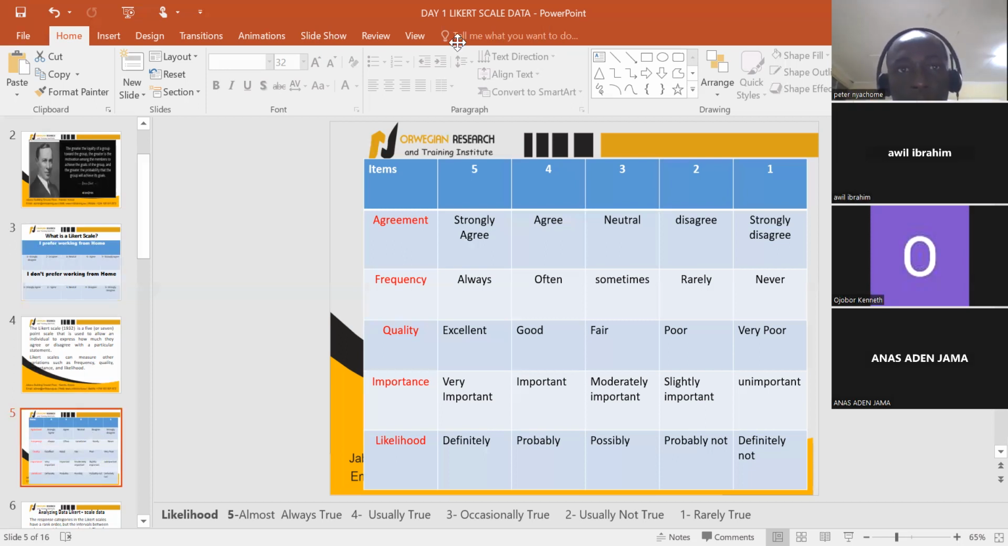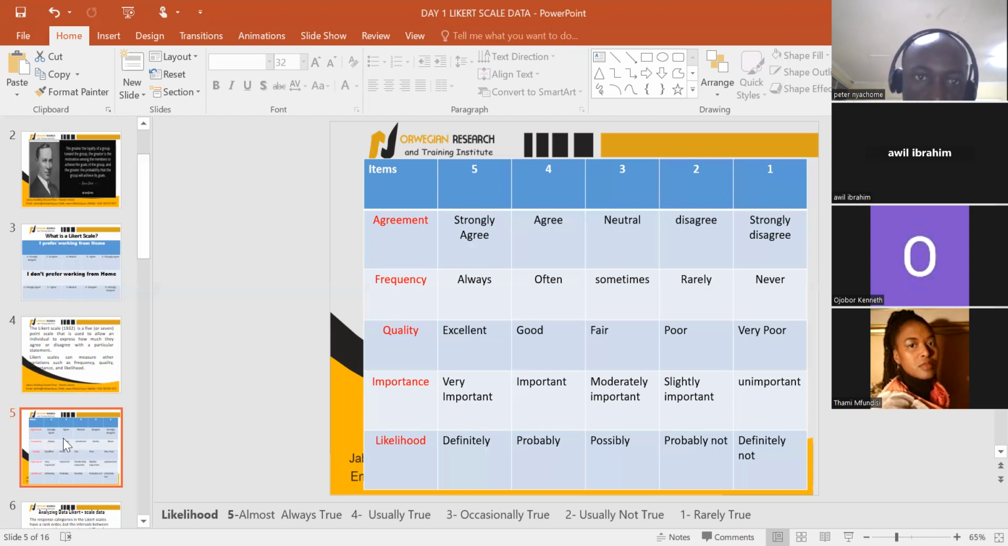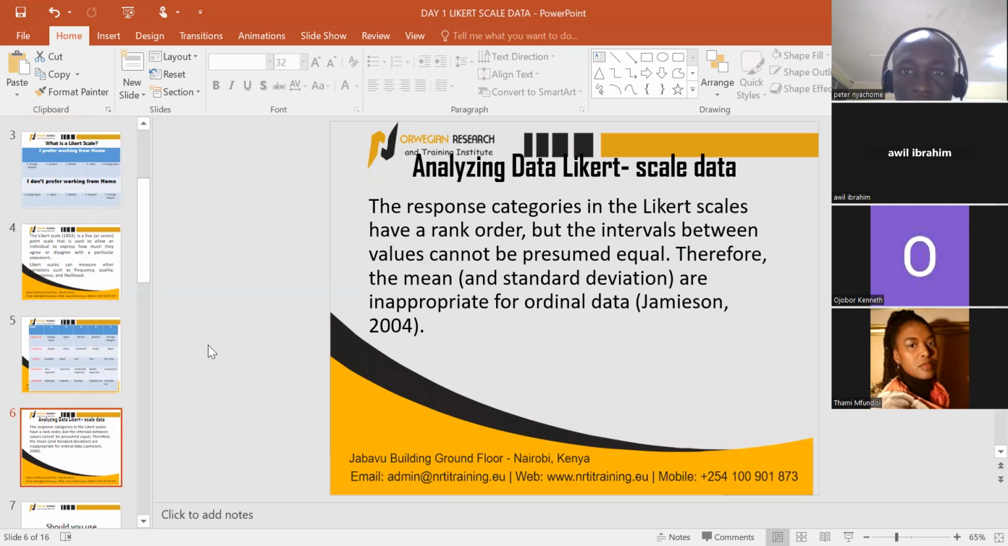I don't know whether somebody has raised a hand. No one has raised a hand. So now, let's, yes? No, sorry, it was me, but you kind of answered it while you were talking. Oh, okay. Thanks. Then let's move to the next level. Thank you. Analyzing Likert scale.